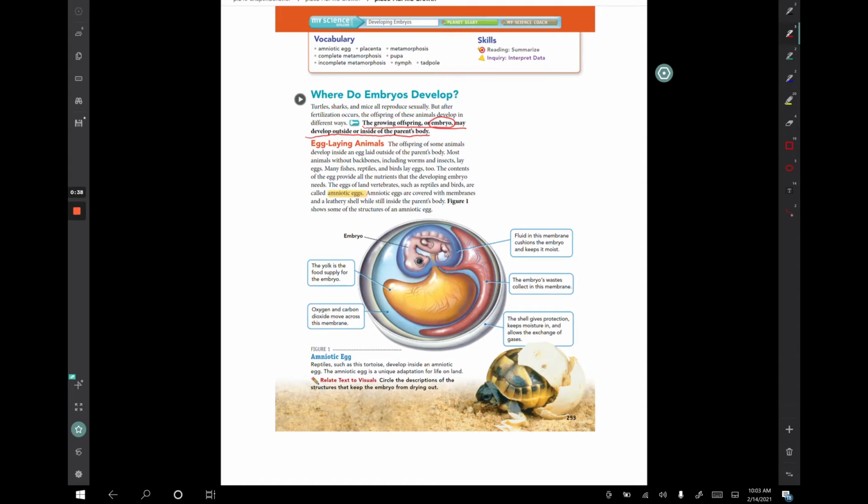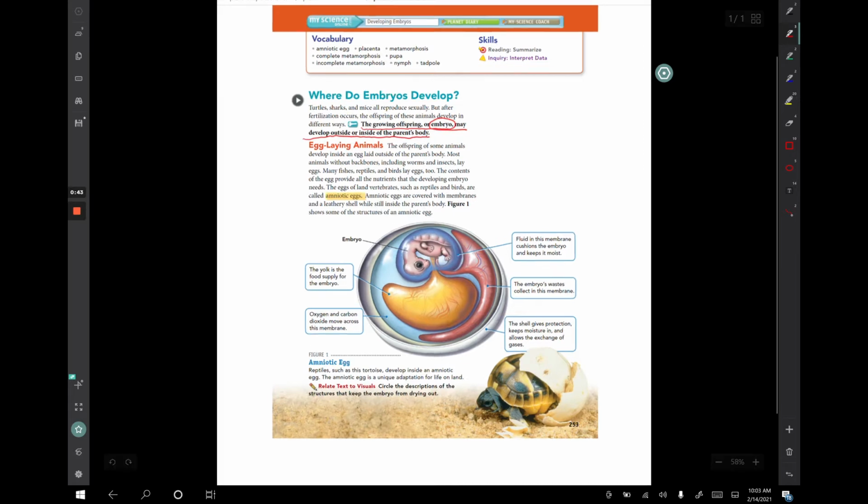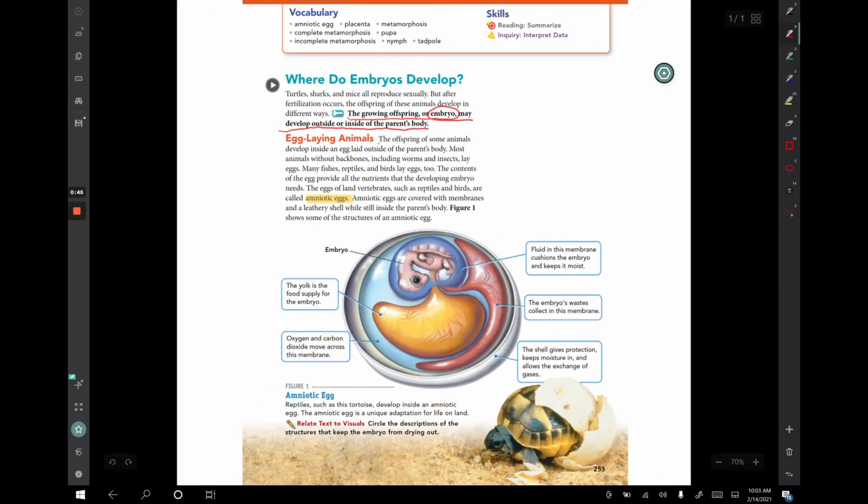And we are going to start by looking at egg-laying animals. So in egg-laying animals, the offspring develop inside an egg that's laid outside of the parent's body. So most animals that don't have backbones, like worms and insects, lay eggs. Lots of different fish, reptiles, and birds also lay eggs. You're probably most familiar with this with a chicken egg, how chickens hatch from an egg. Also, turtles, that we see at the bottom here, are another example.